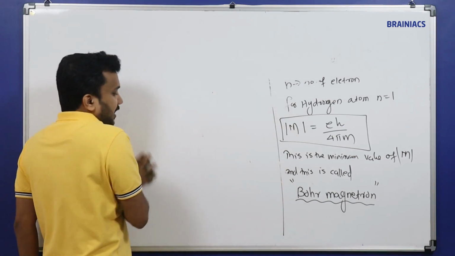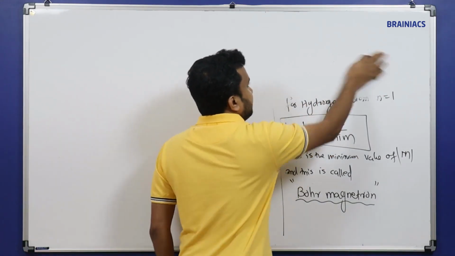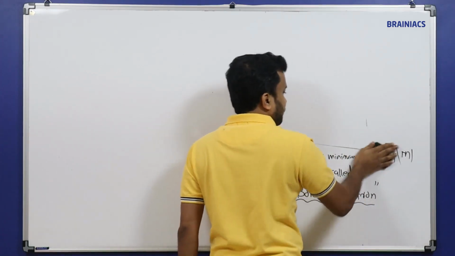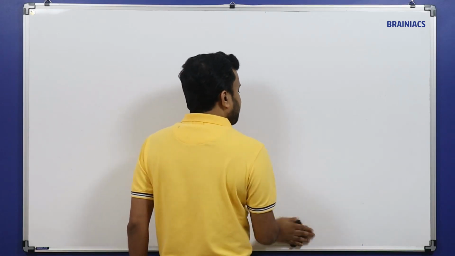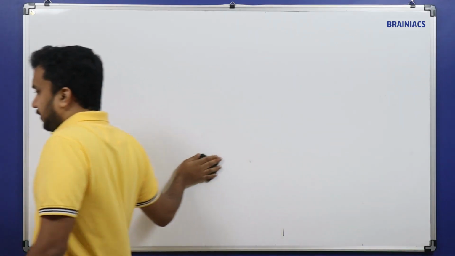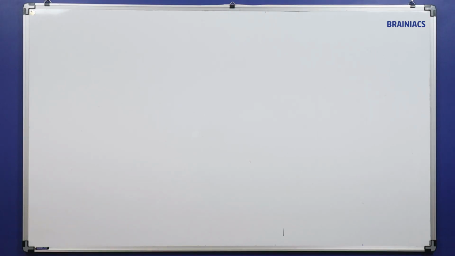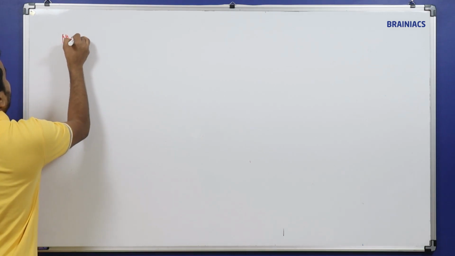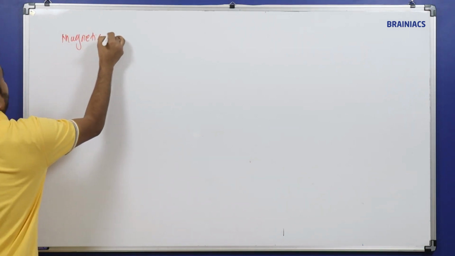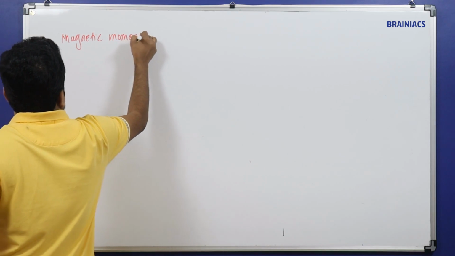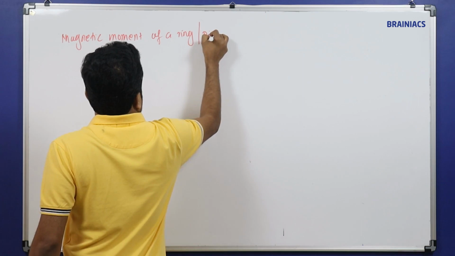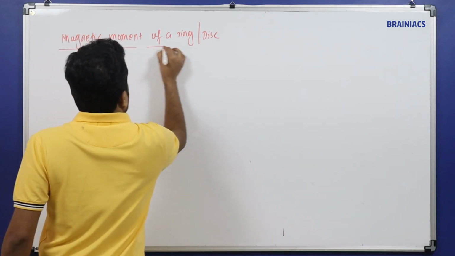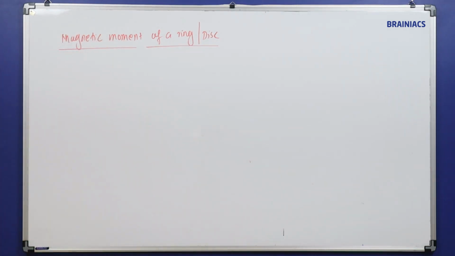Next, this is for an atom we have seen. Now, if it is like a charged ring or a charged disk, how can we do it? For an electron, we just considered one electron over this area. Now, we have a charged ring or charged disk. So, the next topic is the magnetic moment of a ring or disk.